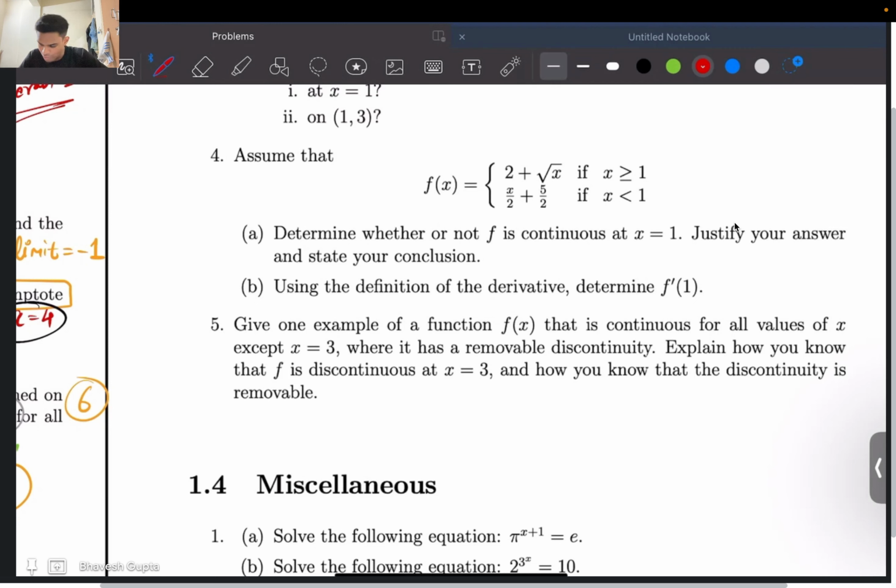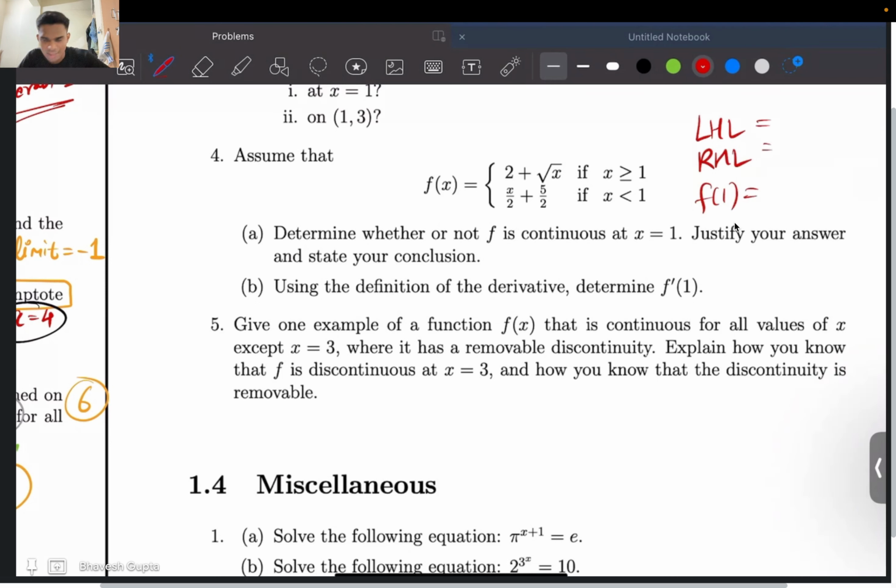So in this case, we have to assume there is a function. It has two branches, and the problem is at x equal to 1. We have to determine whether the function is continuous at x equal to 1, justify your answer and state your conclusion. Just do your analysis. First calculate my left hand limit, then my right hand limit, and see what my f of 1 is. Then just check the values.